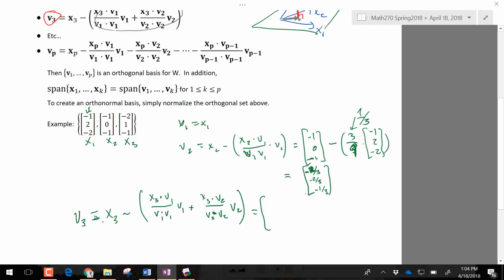So we have x3, which is -2, 1, -1. And then now let's do some dot products here. We're doing x3 dotted with v1, which is x1. So I see that as a 2 plus 2 plus 2, 6. And then v1 with itself, we got that to be 9 last time, times v1.